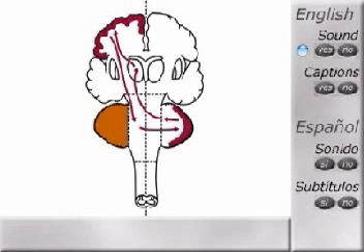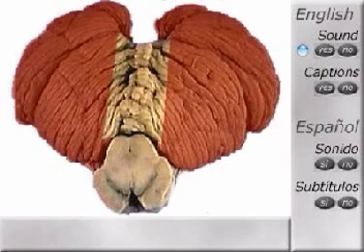The third subdivision of the cerebellum is the cerebrocerebellum. This system consists of connections from the cerebral cortex to the cerebellar hemispheres, then back to the cerebral cortex. This system is important in motor planning.